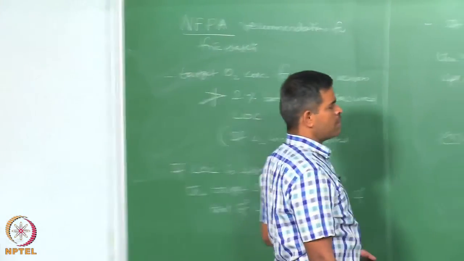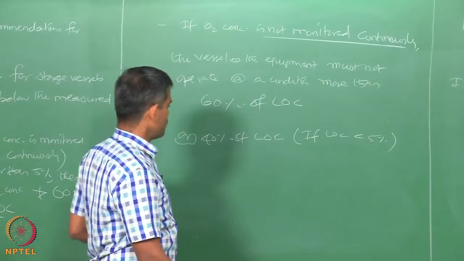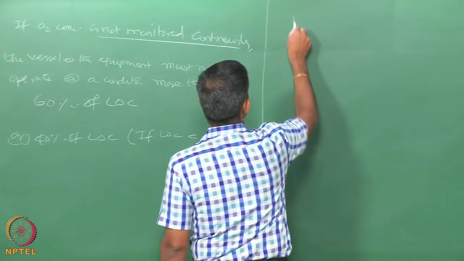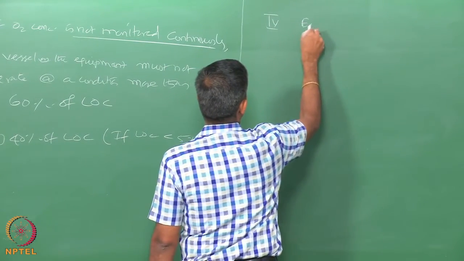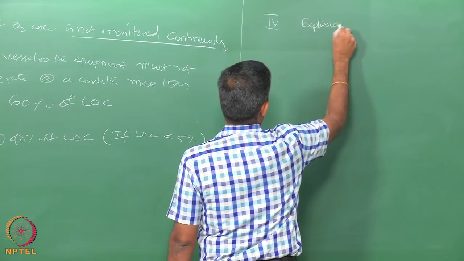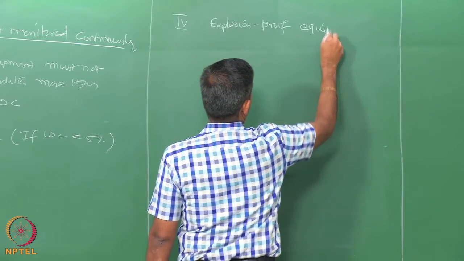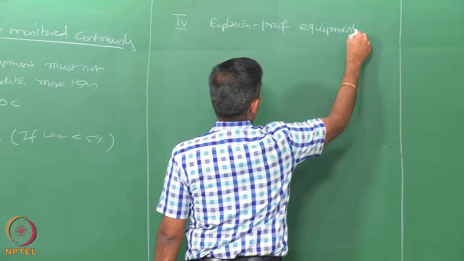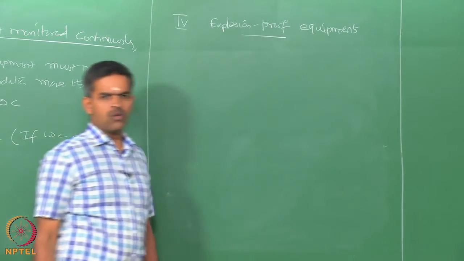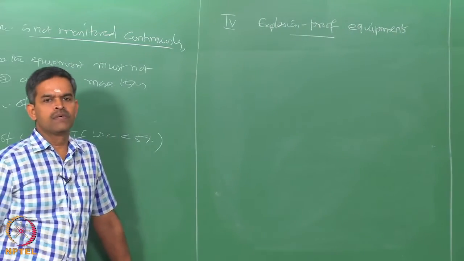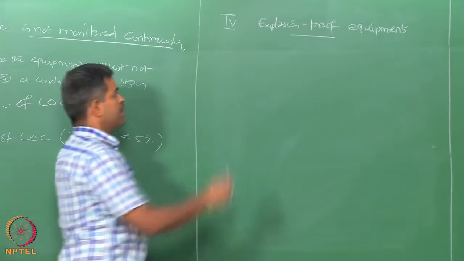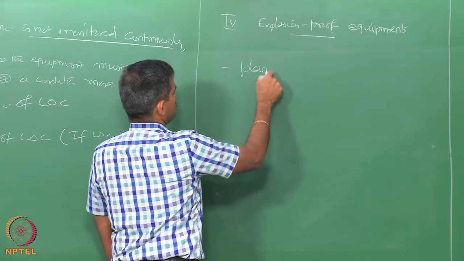The fourth set of recommendations could be explosion proof equipment. One can also look for explosion proof equipment. Plants can be designed to remain explosion proof.